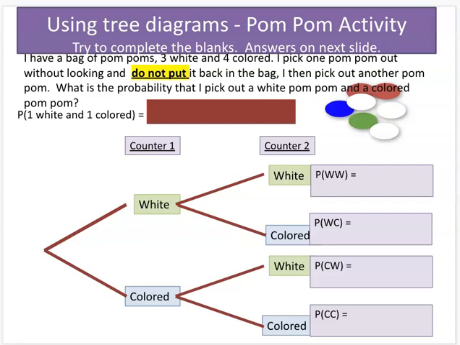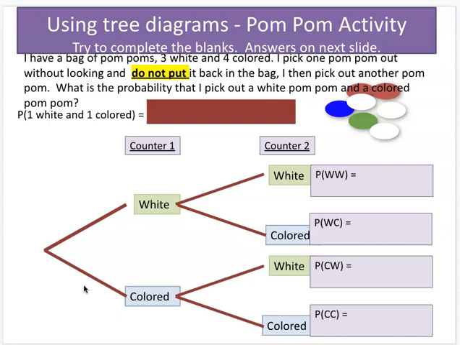The trick is this time our sample size is going to change from our first draw to our second draw. So on our first draw, we just look at what we have in the bag. So I have 3 white out of 7 total. So I'm going to write 3 over 7 right here on this first branch. There's 4 colored ones, so I'm going to write 4 out of 7 on this branch. Here's the gotcha. I set that aside. I do not replace it into the bag.